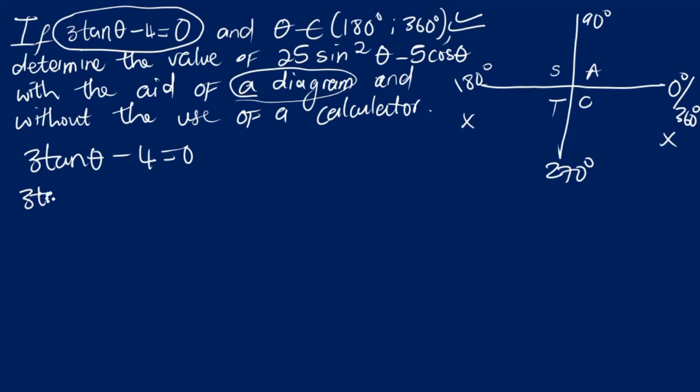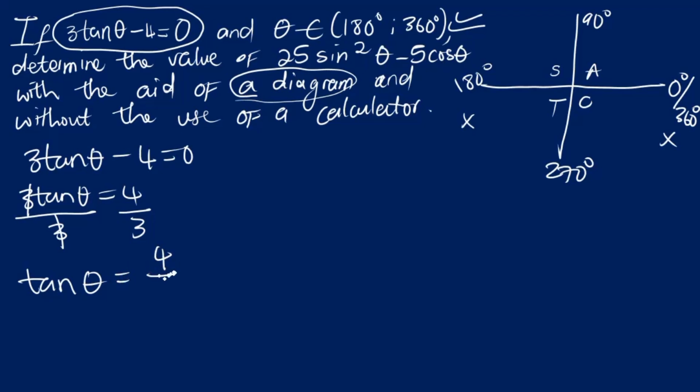So obviously we transpose: 3 tangent of theta is equal to positive 4. How do we remove 3 from the function? We divide everything by 3. This removes that, and I'm left with the tangent of theta being equal to 4 over 3. I hope that is set. Now, what does the tangent of theta compare? It compares the opposite over the adjacent.